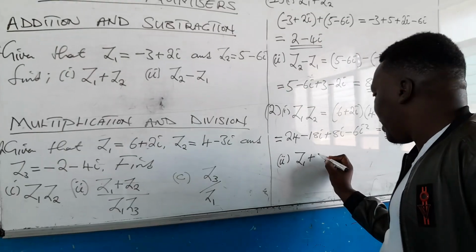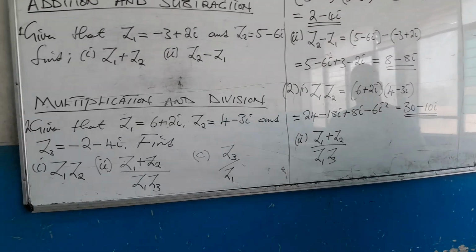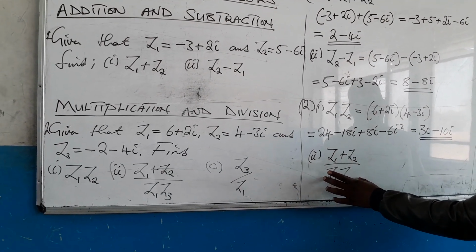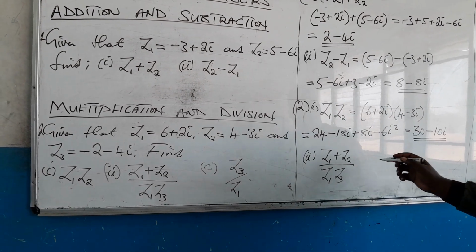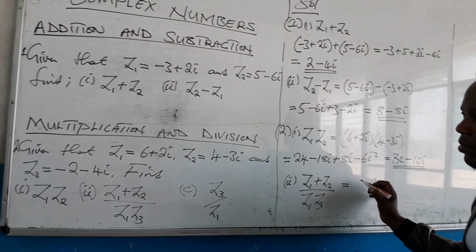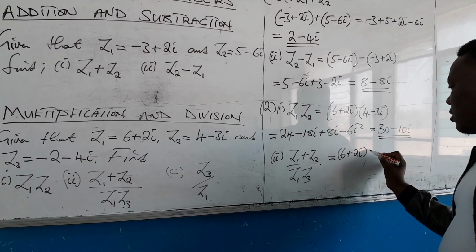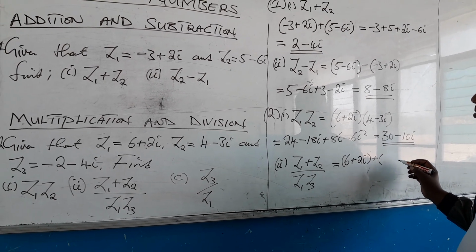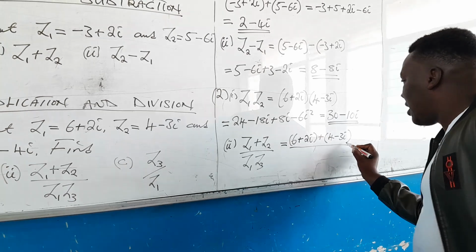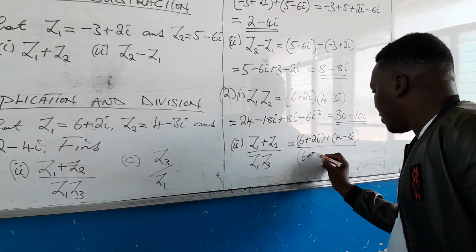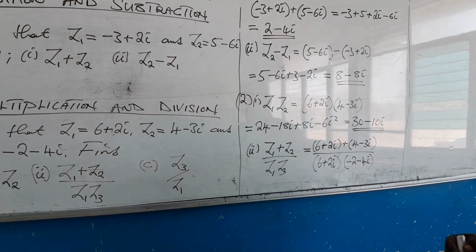So we have Z1 plus Z2 over Z1 multiplied by Z3. Now, so we have addition on top and we have multiplication at the bottom. Once we add these two complex numbers and multiply these two, then we can do our division. Now, Z1 is 6 plus 2i. We are adding this with Z2, which is 4 minus 3i. Then down there we're multiplying Z1, which is 6 plus 2i, by Z3, which is negative 2 minus 4i.